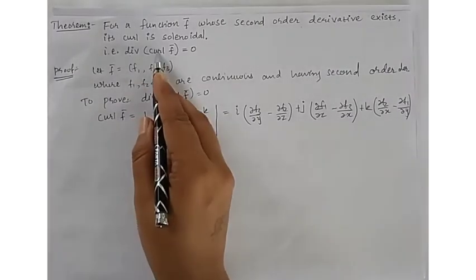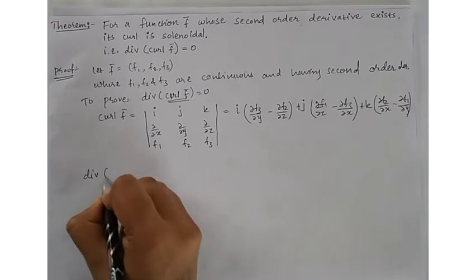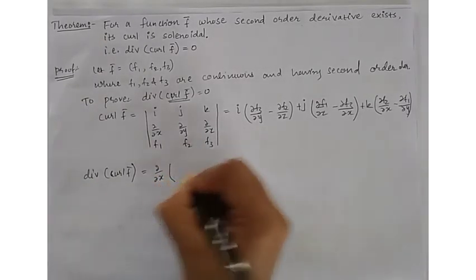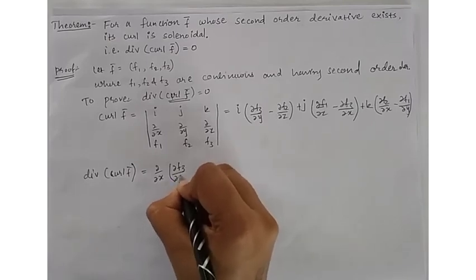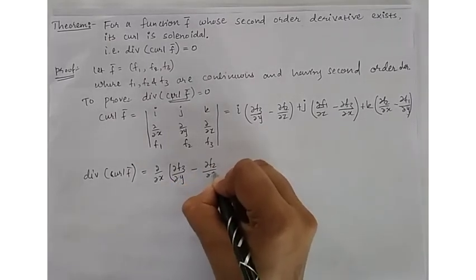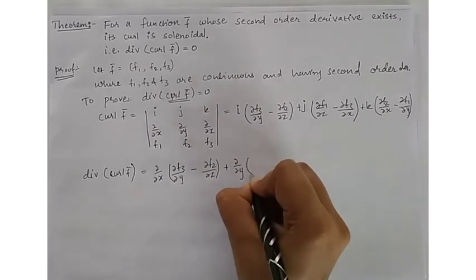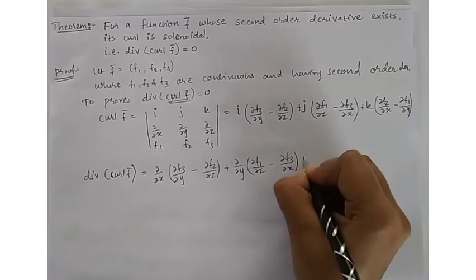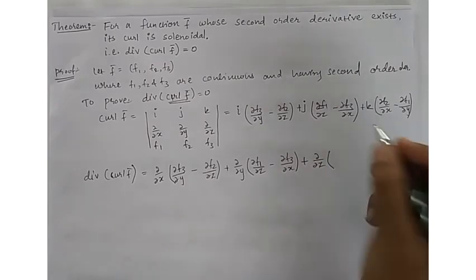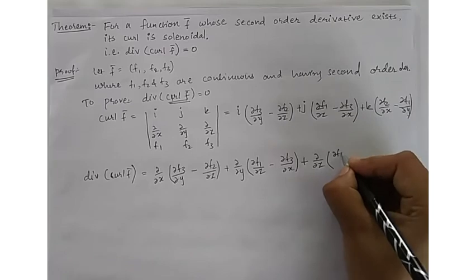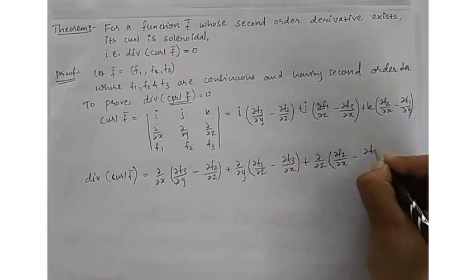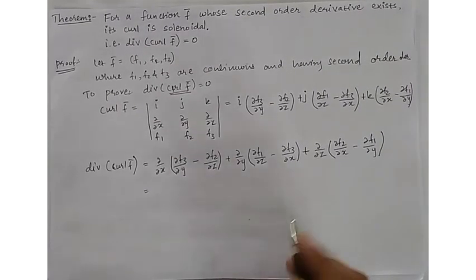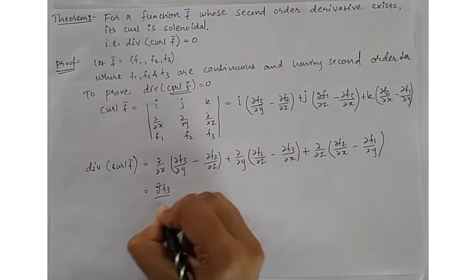Now we are going to find divergence of curl F bar. That is nothing but del by del x of the first component, that is del F3 upon del y minus del F2 upon del z, plus del by del y of the second component, that is del F1 by del z minus del F3 by del x, and plus del by del z of the third component, that is del F2 by del x minus del F1 by del y.